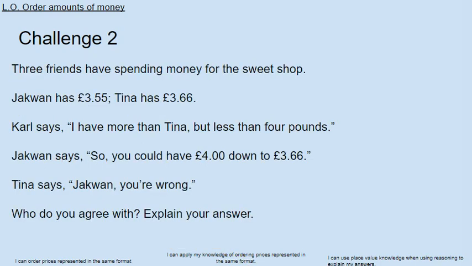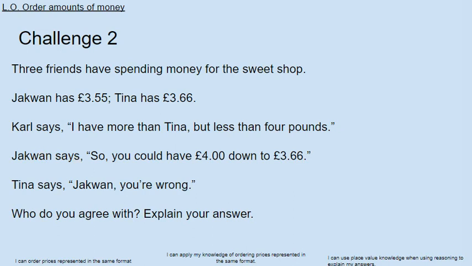And then another challenge is, there are three friends who have been spending money at the sweet shop. Jacqueline has £3.55. Tina has £3.66. Carl says, I have more than Tina, but less than £4. Jacqueline says, so you could have £4 down to £3.66. I don't know why I'm doing silly voices. Tina says, you're wrong. Who do you agree with? Explain your answer. Who's actually got it right?